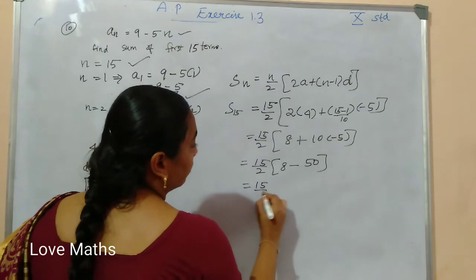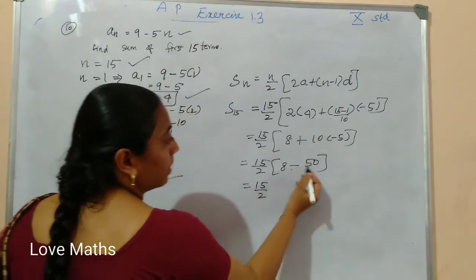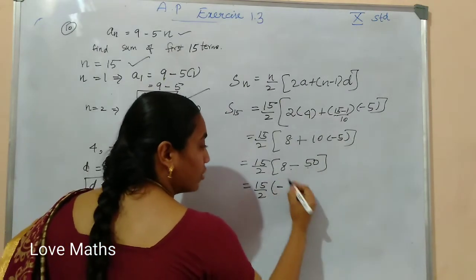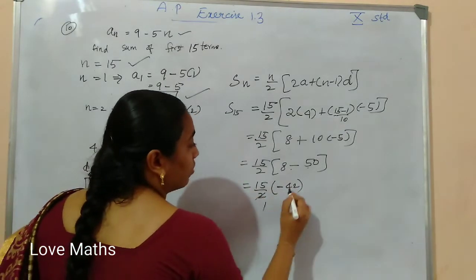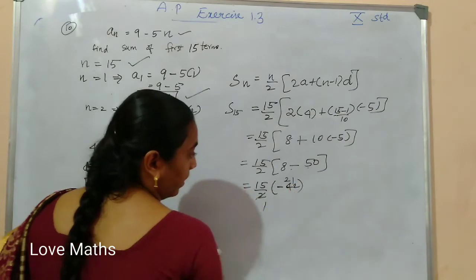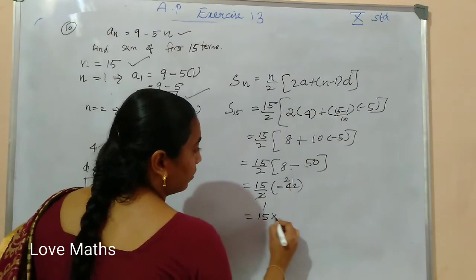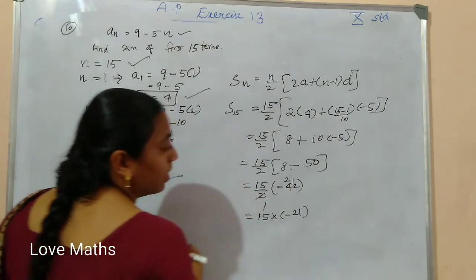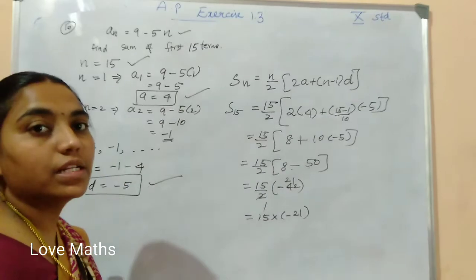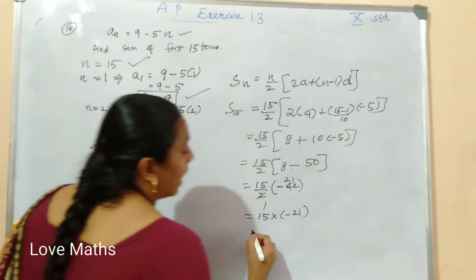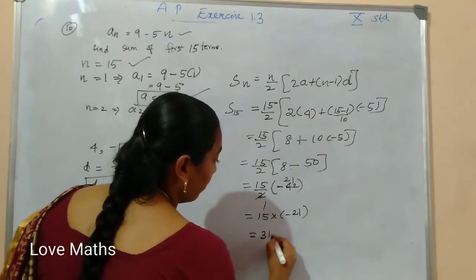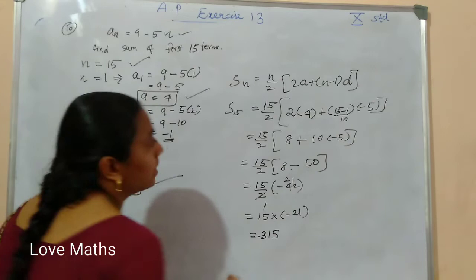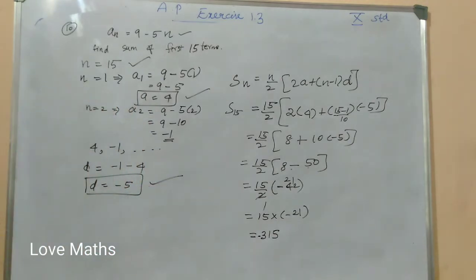Next 15 by 2, the same concept. Smaller number minus larger number means minus, as usual do the subtraction. 42. Now cancel things, 1 2 is 2, 2 1. So 15 into minus 21. So the answer will be what? 315, minus 315. Is it clear?